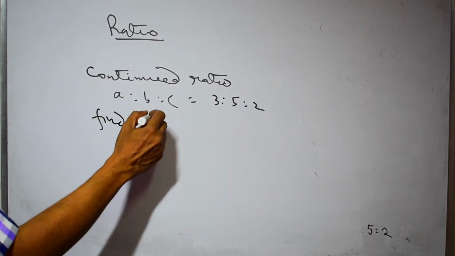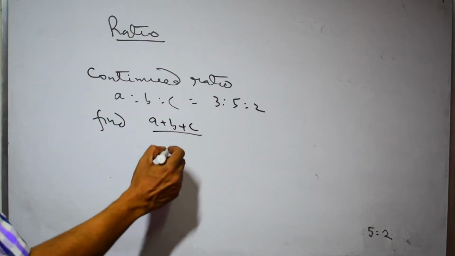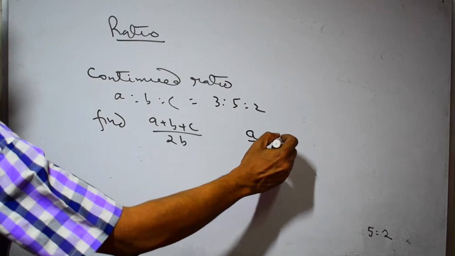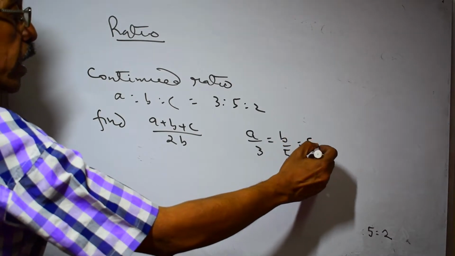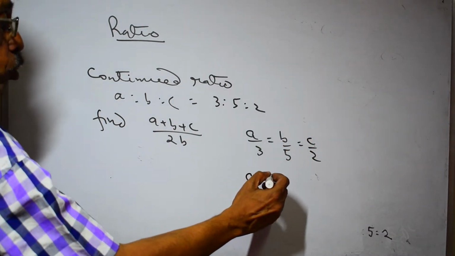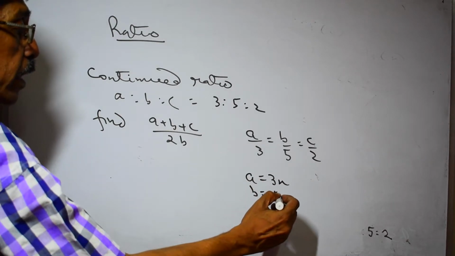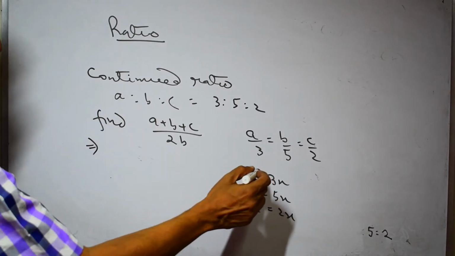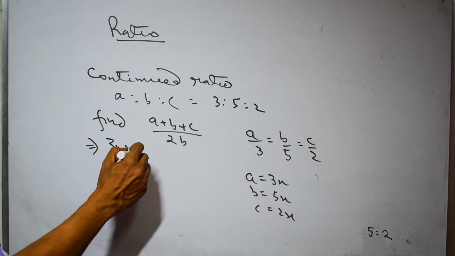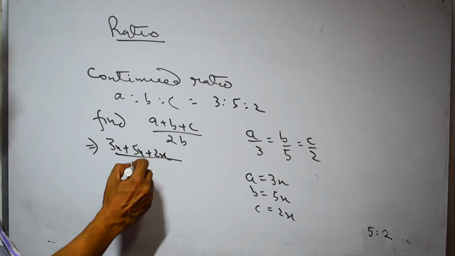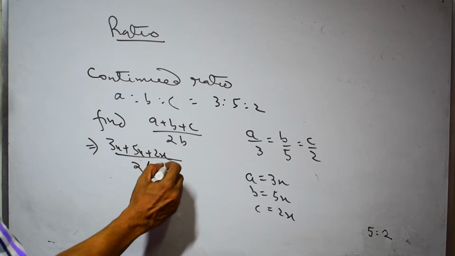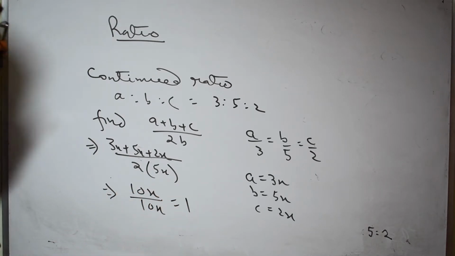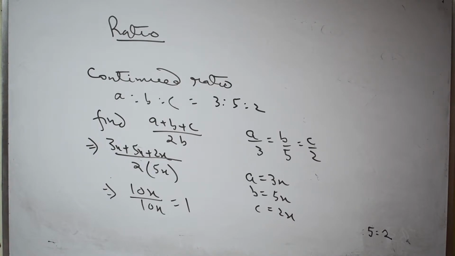Now if I take this example, the continued ratio A is to B is to C is equal to 3 is to 5 is to 2. Find (A plus B plus C) by 2B. So what we'll do: A by 3 is equal to B by 5 is equal to C by 2. The logical idea is A should be 3x, B should be 5x, and C should be 2x. So if I put it here, then we get (3x plus 5x plus 2x) whole divided by twice 5x. The numerator is 10x and the denominator is also 10x. So our answer will be 1. So the continued ratio answer in this case is 1.